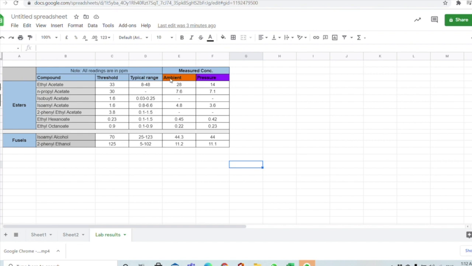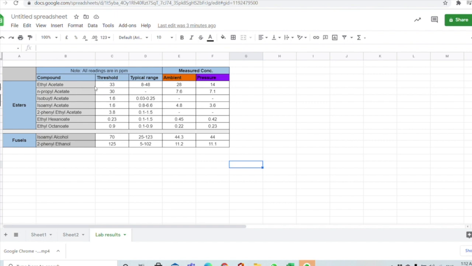And then finally, we have our measured concentrations of these esters and fusels in ambient fermentation as well as pressure fermentation. All the numbers here are in ppm, which is parts per million. If you are more familiar with moles or molarity, you should be able to quite easily convert it using an online converter, or if you know the formulas for the conversion. So let's get started with the esters.